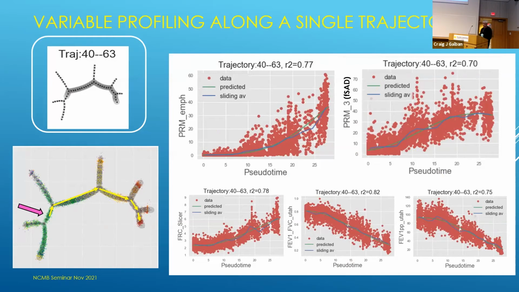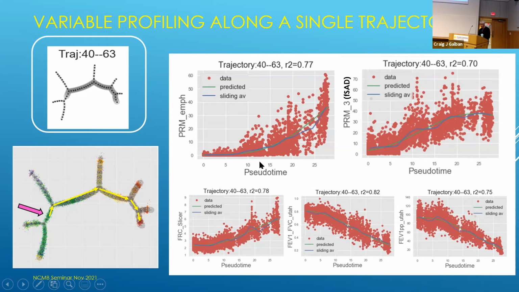So here is the main trajectory we were interested in, 40 to 63. This is going from GOLD 0 to GOLD 4, and we can follow the x-axis, which is referred to as pseudo time. 0 is your root node, and these are essentially just nodes moving down this path.